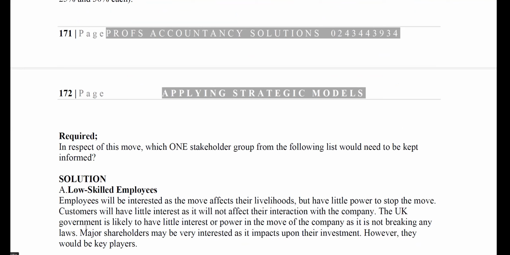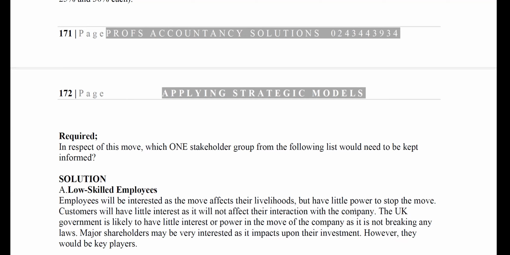True or false? Customers will have little interest as it will not affect their interaction with the company. Do you get it? So the people who said customers do not really care. Yes, you will keep them informed, but we are talking about heavily informing your employees about the change of jurisdiction, the policies being put in place, announcing it. But if you don't inform your customers, they tend to get a different competitor and buy from that one, and you lose sales and the rest from them. So you keep them informed though.